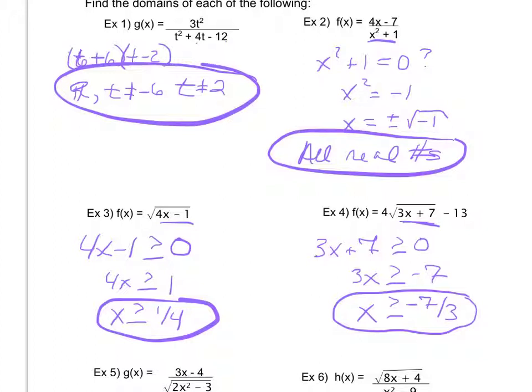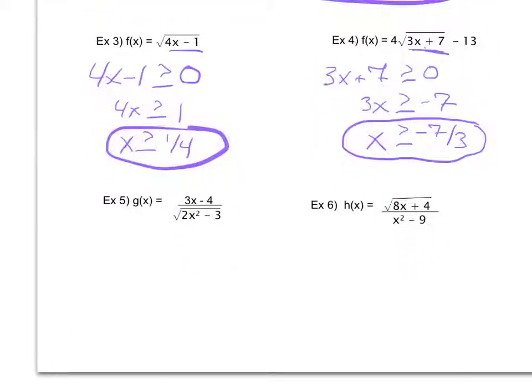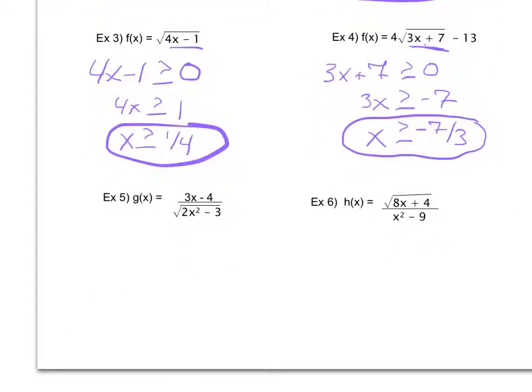If I pick anything less than, or excuse me, not equal to, just less than negative 7/3, my expression under the radical will be negative and I will get imaginary numbers. Looking at the final two examples.